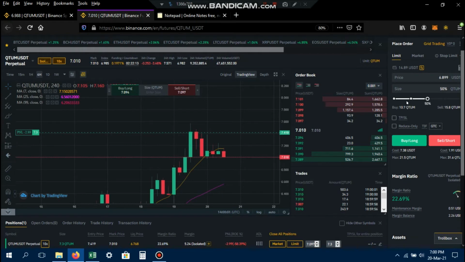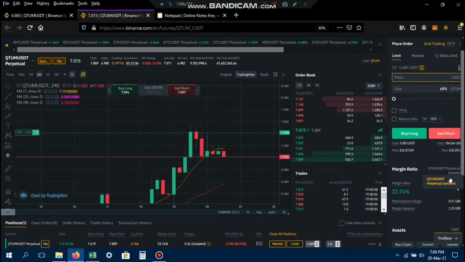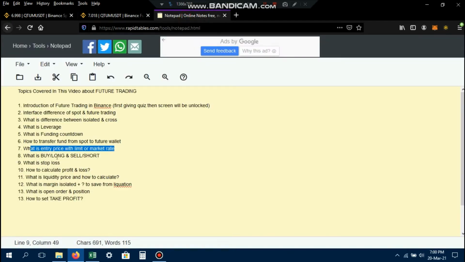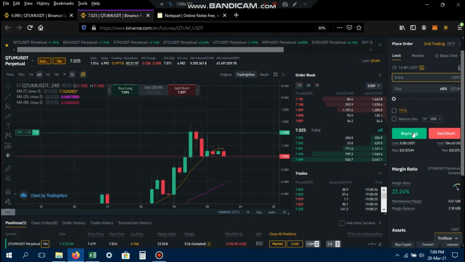So now you can select whatever percentage you want to buy. Now this was buy long with limit or market rate. The next is what is buy long and short. The buy long, as I told you, is that you set some price and the percentage you want to buy, and you click buy. Your order will be placed over here.